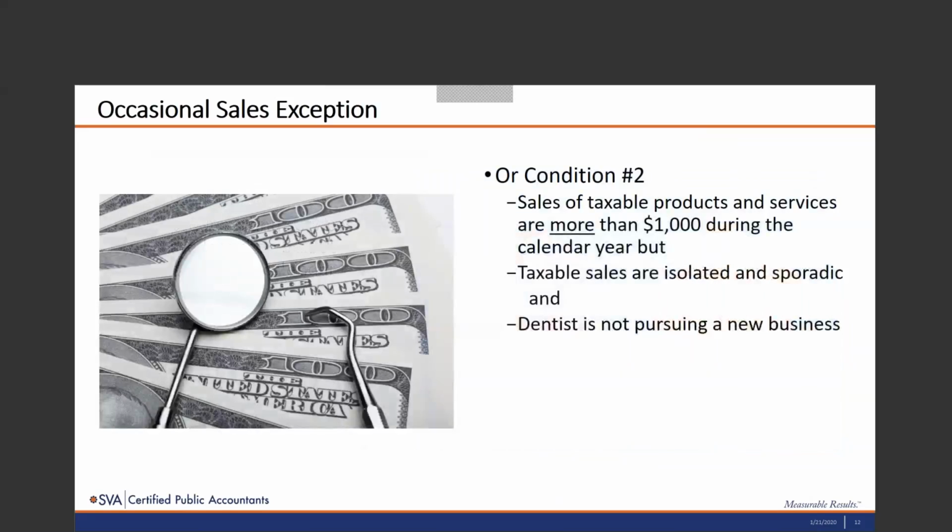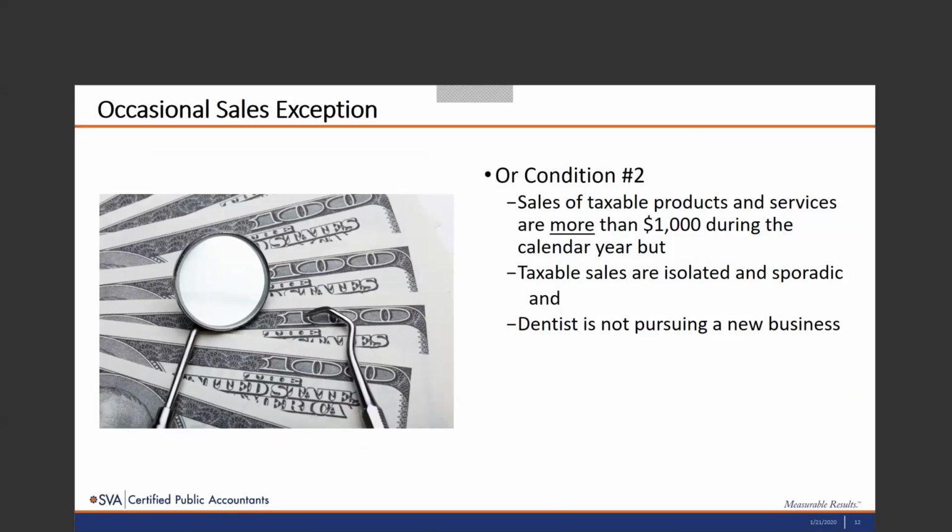The other way you might meet this exception, condition number 2, is if you do have sales of taxable products and services of more than $1,000 during the year, but those taxable sales are isolated and sporadic, and the dentist is not pursuing a new business or a new part-time business. Where we see this most often is if in your practice you're selling, every couple of years, the old dental chair that you're ready to get rid of, or an old handpiece, where once in a while you're selling an old piece of equipment. That piece of equipment shouldn't be subject to sales tax based on this occasional sales exception.